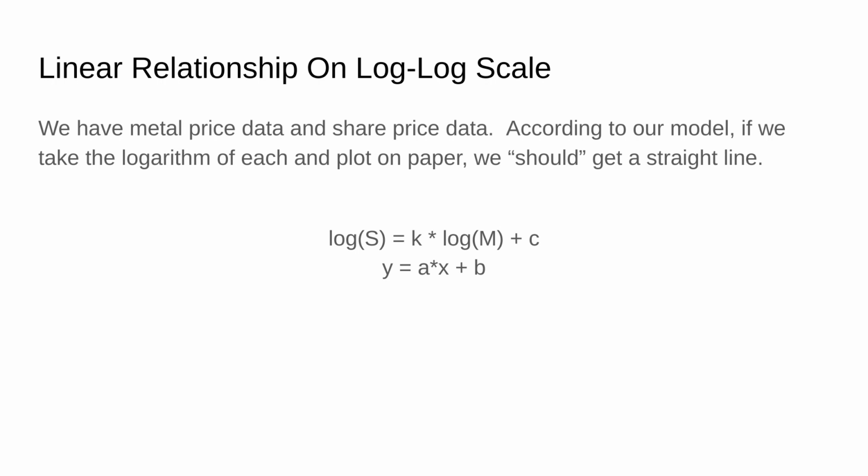Now that formula that I asked you to remember states that the log of the share price is equal to the log of the metal price times some leverage factor plus some constant. Formulas of this shape are linear, or they form a line. It's the familiar y equals a times x plus b format. So what this is saying is that if we take the log of the share price for our y variable, and the log of the metal price as our x variable, and plot that data, then according to this model, we should get a straight line.